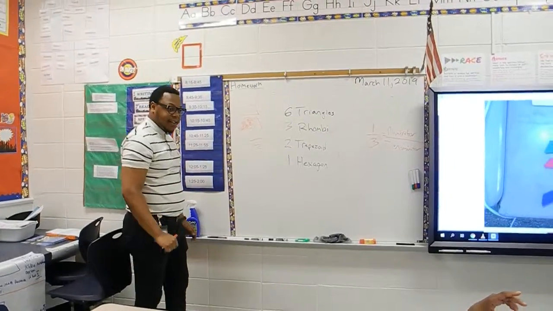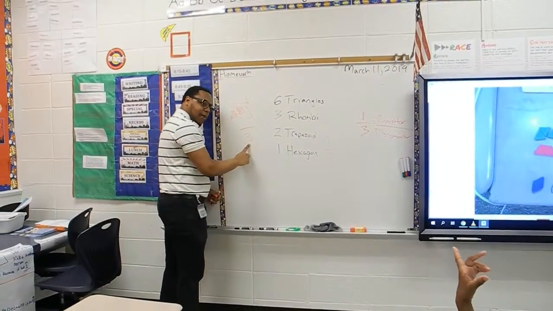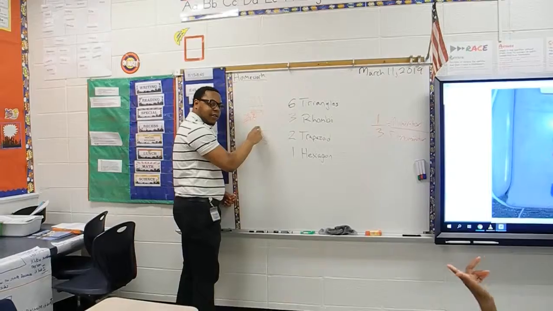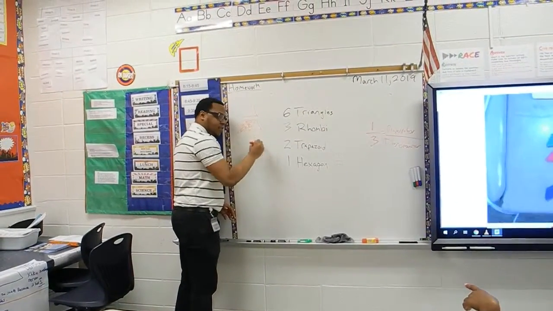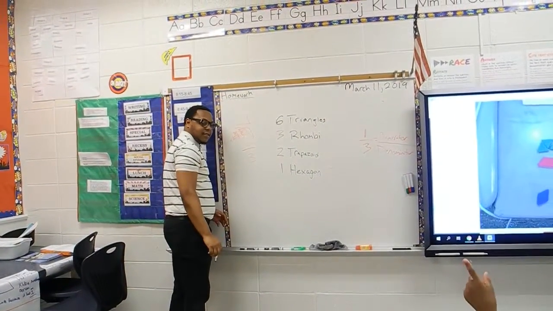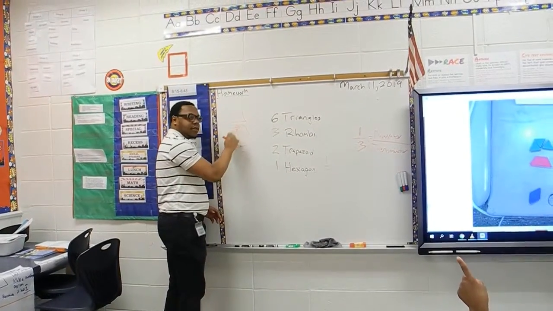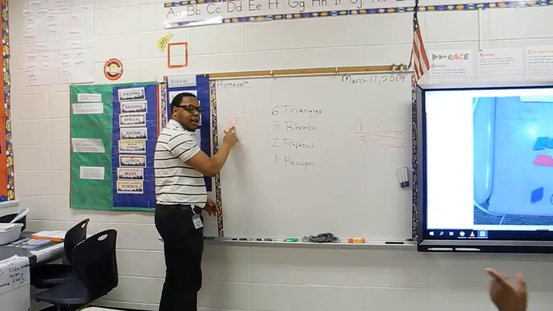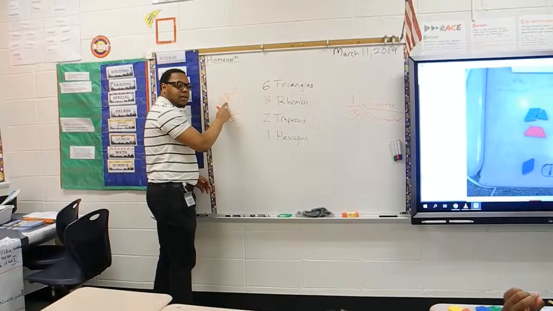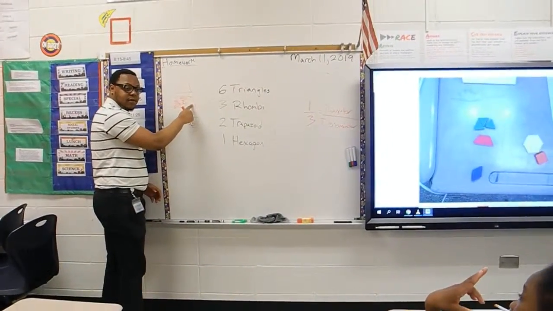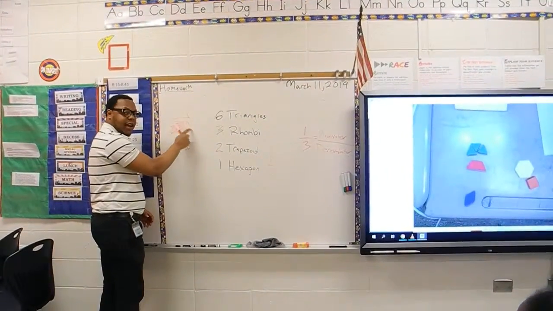How many parts are shaded? 2. Remember, the denominator represents the parts. How many parts are shaded? 2/3. So 2 triangles represent what? 2/3 of this shape.